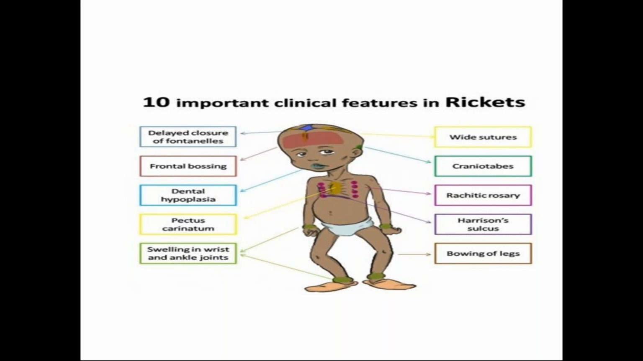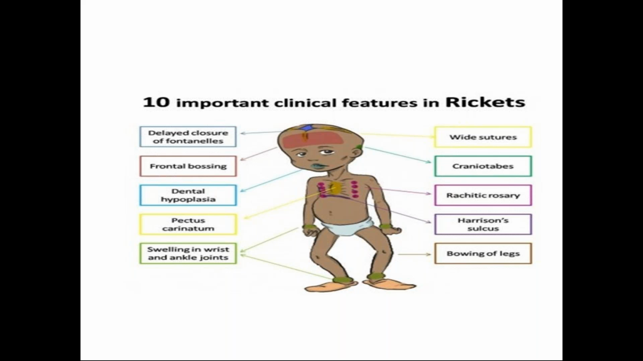Treat calcium deficiency also. After 4 weeks of treating, take an X-ray, because it takes 4 weeks for the zone of calcification to appear. Take an X-ray, see whether there is healing or not. If there is no healing, you can repeat the dose. Take an X-ray after 4 weeks and again repeat the dose. 2 mega doses you can give. And if it is still not healing, then you should think of refractory rickets. I'm not going into the depths of refractory rickets now.